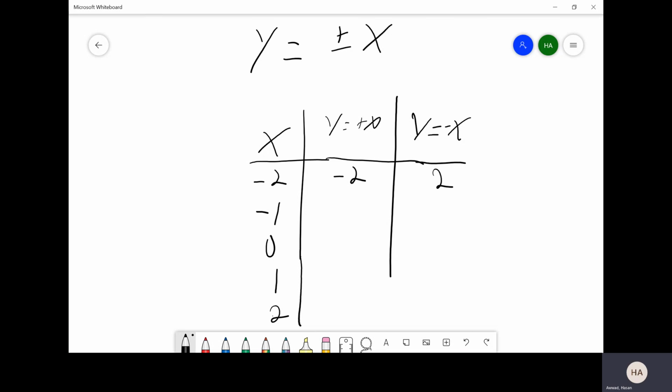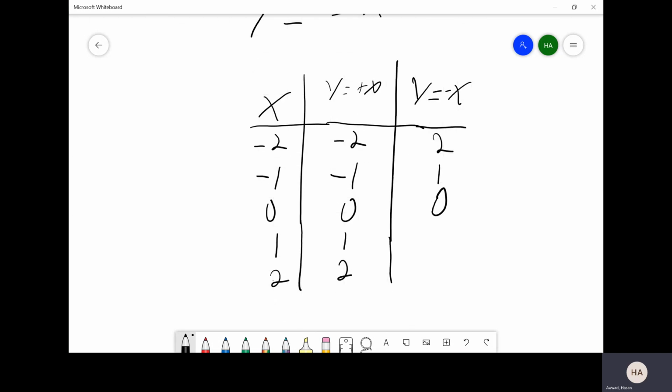Now we have x is equal to -1, which means it stays the same. And you can kind of get a feel for this: the middle column is just going to be the exact same thing as our x's, and the right-hand column is just flipping the sign, right? So if we had a -1, it's now going to be a 1. 0, flip the sign of it, it's still 0. 1 now becomes -1, and 2 becomes -2.